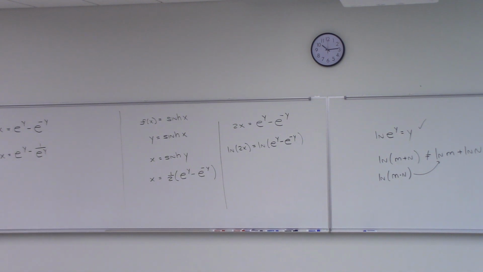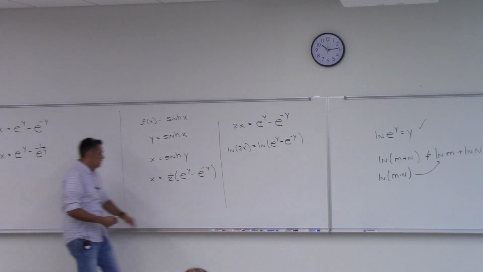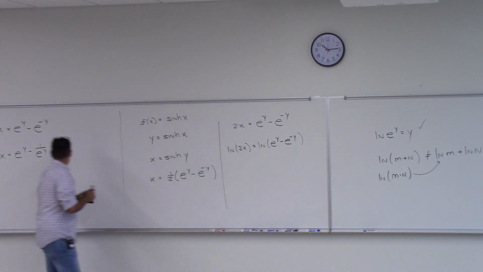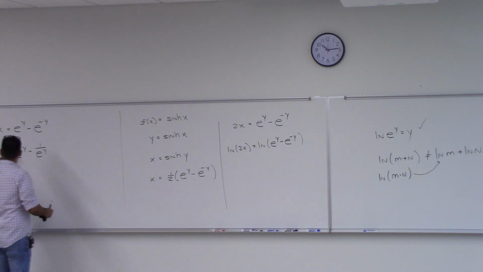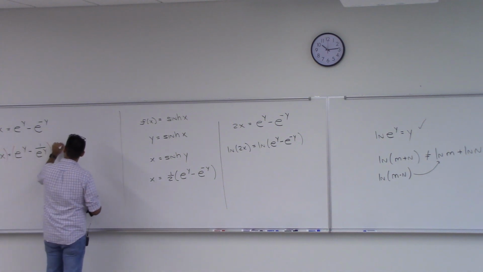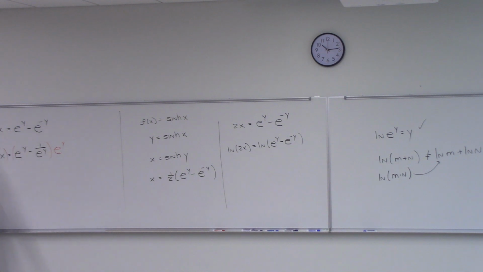And now I'm going to clear the fractions. And I know I saw a few students do this, clear the fractions. So I'm going to multiply both sides of the equation by e to the y. So I'm going to multiply the left side by e to the y and the right side by e to the y. Is that a legal move? Can I do that? Sure. All right, so I multiply this side by e to the y, multiply this side by e to the y. That should clear my fractions.